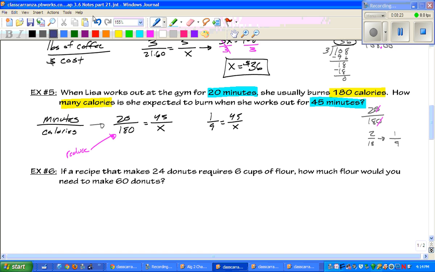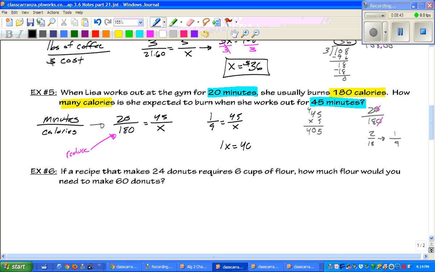Now cross multiplication, you're going to end up getting 1x equals, and you have to do 45 times 9. 9 times 5 is 45, carry the 4. 9 times 4 is 36, plus 4 is 40.